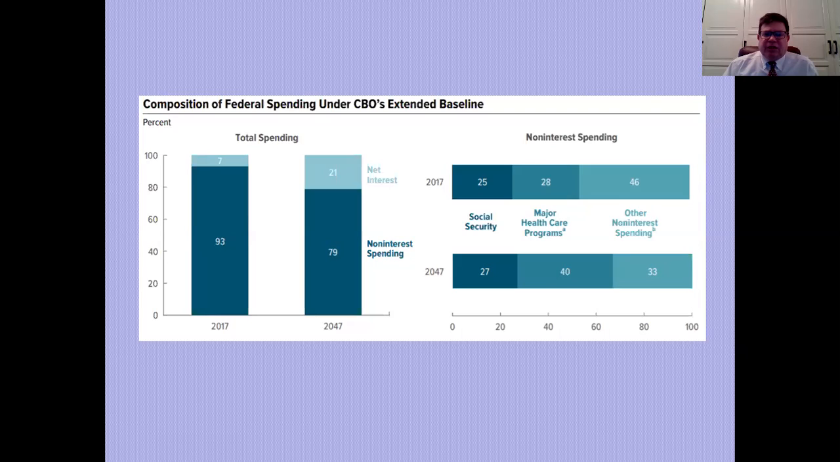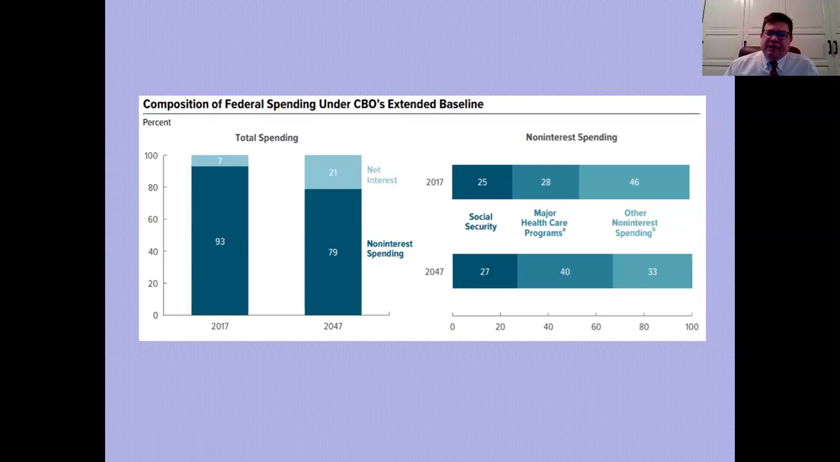Now, one thing to take a look at here as well is what the overall net interest on the debt is going to look like as we move forward. While it was about 7-8% in current times, by the time we look forward to 2047, it's going to account for about 21% of overall spending by the federal government. Think about that for a second. One fifth of the federal budget is not going to go to any specific program other than just paying interest on these loans, the debt that we have going forward.